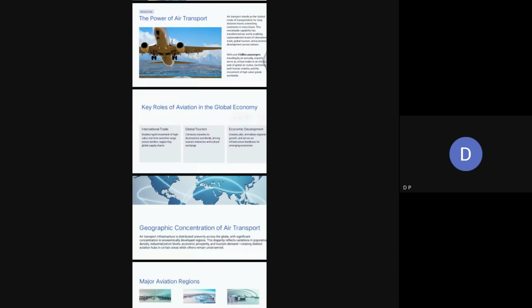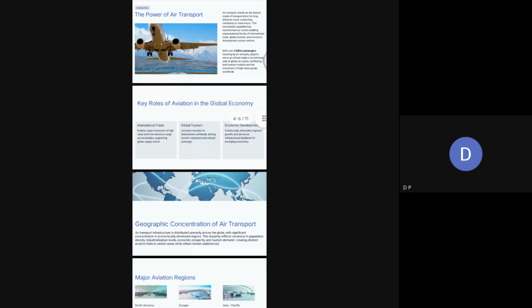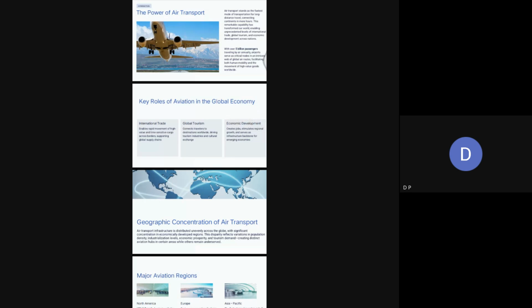Geographical concentration of air transport. Air transport infrastructure is distributed unevenly across the globe, with significant concentration in economically developed regions. The disparity reflects variations in population density, industrialization levels, economic prosperity, and tourism demand.